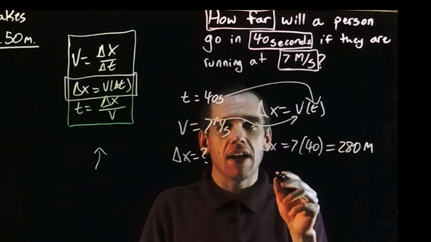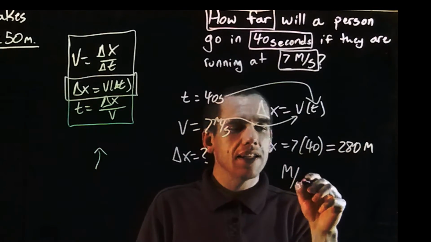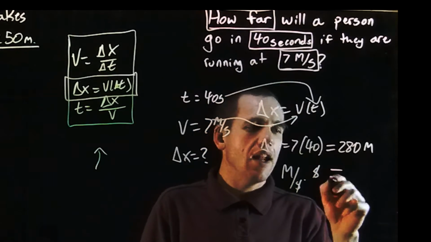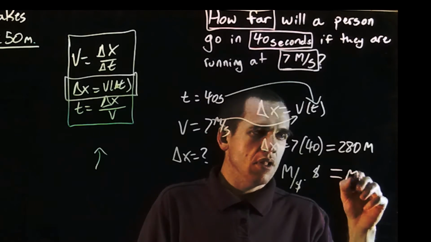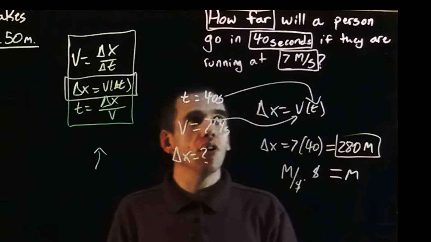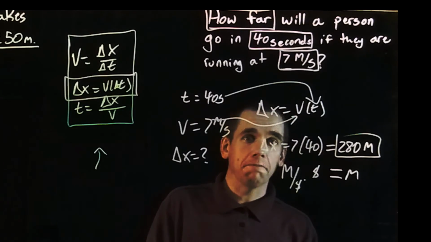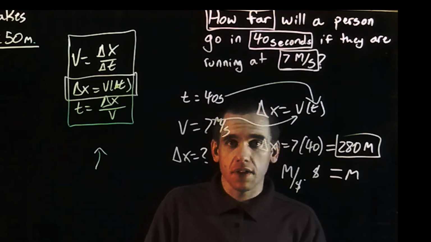And your unit there works out because I have meters per second times seconds, and so that second cancels that second, and I'm left with meters. So 280 meters is how far I'll go in 40 seconds at 7 meters per second. Always show your work.